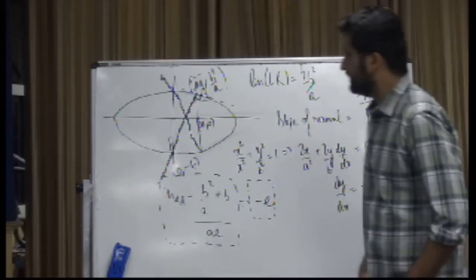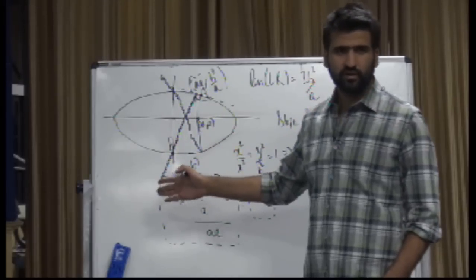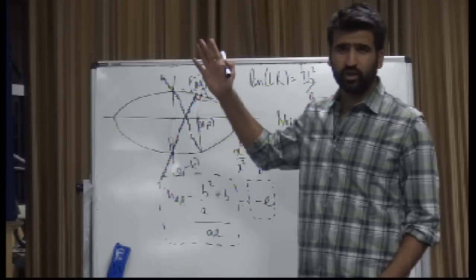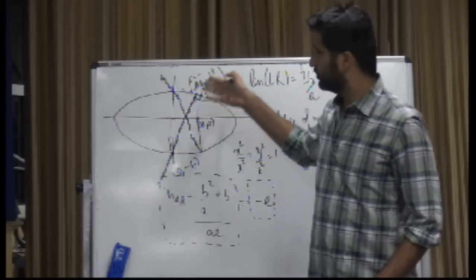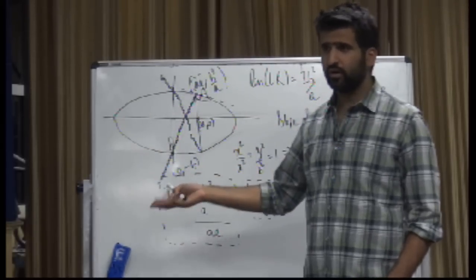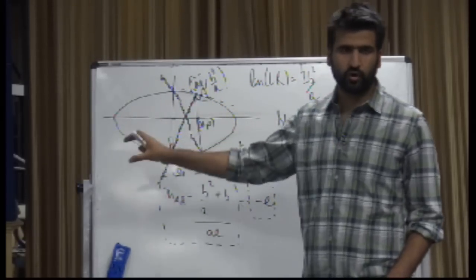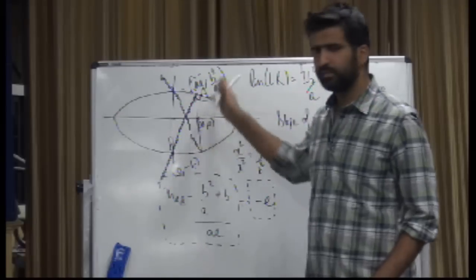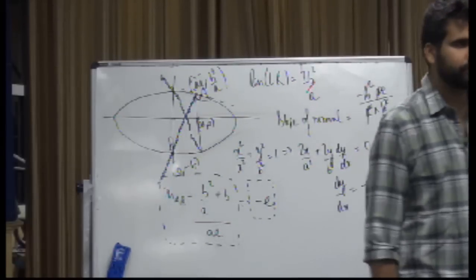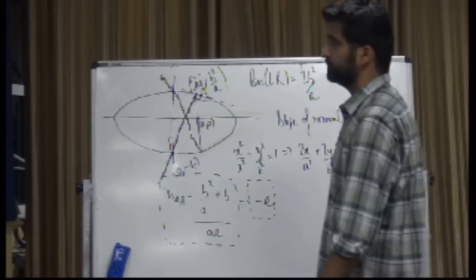So whenever you're given that a tangent or a normal is passing through some other point, even if you remember in the case of parabola, we did the same thing: the normal was cutting the parabola at some other point. What we did was, we equated the slope of that chord to the slope of the normal, and we got the relation between these two points. So this is the final equation.